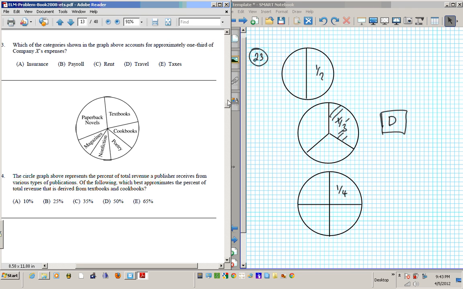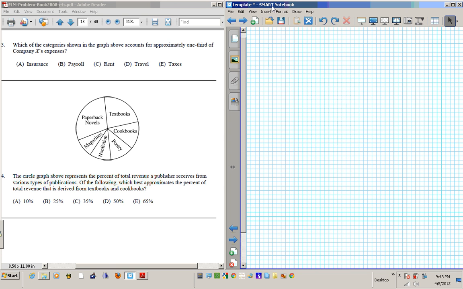The circle graph above represents the percent of total revenue a publisher receives from various types of publications. Of the following, which best approximates the percent of total revenue that is derived from textbooks and cookbooks? So, textbooks and cookbooks combined, what percentage would that look like?